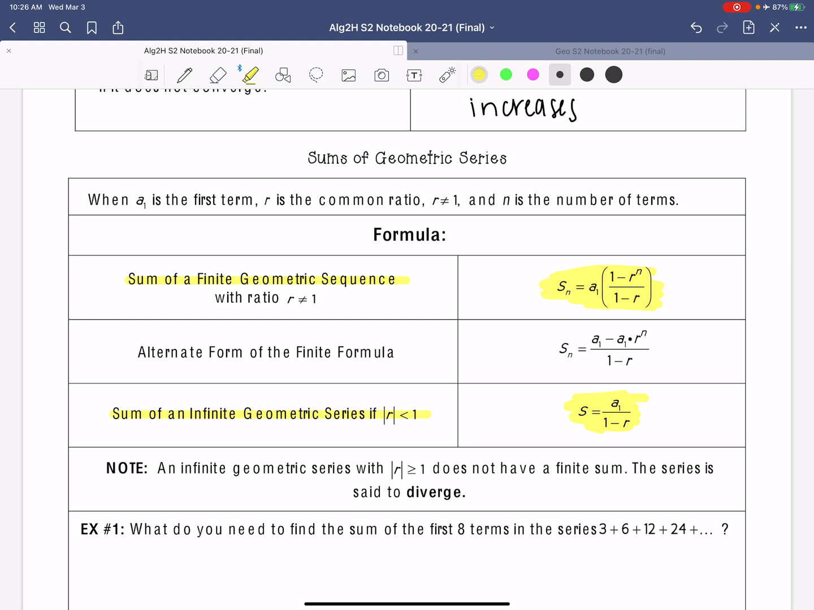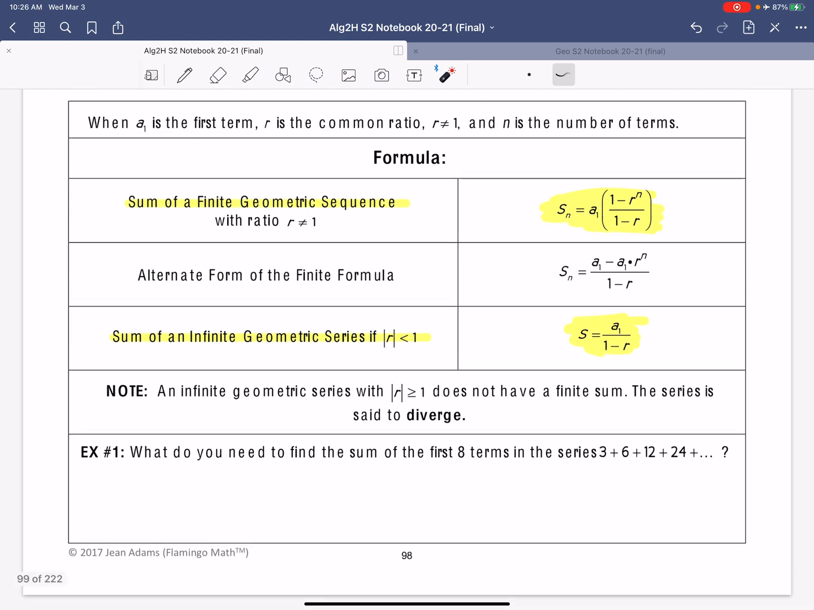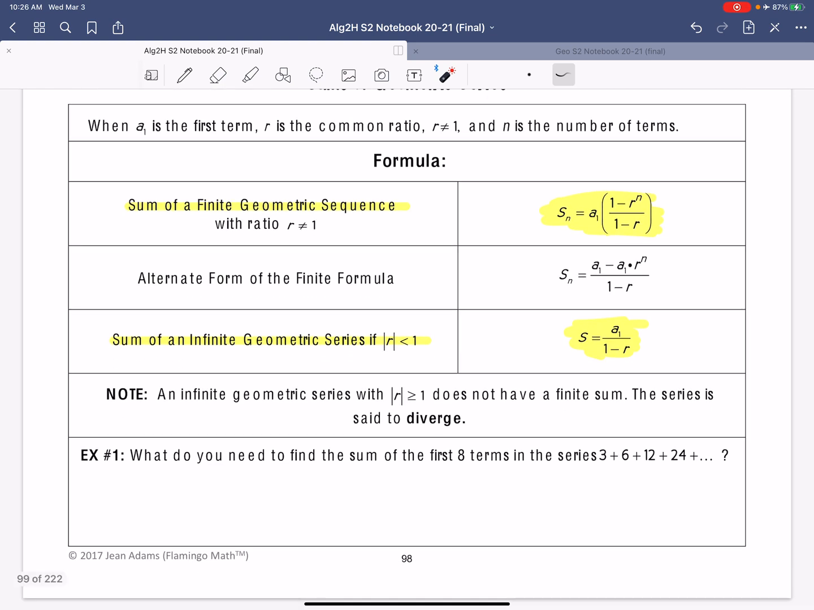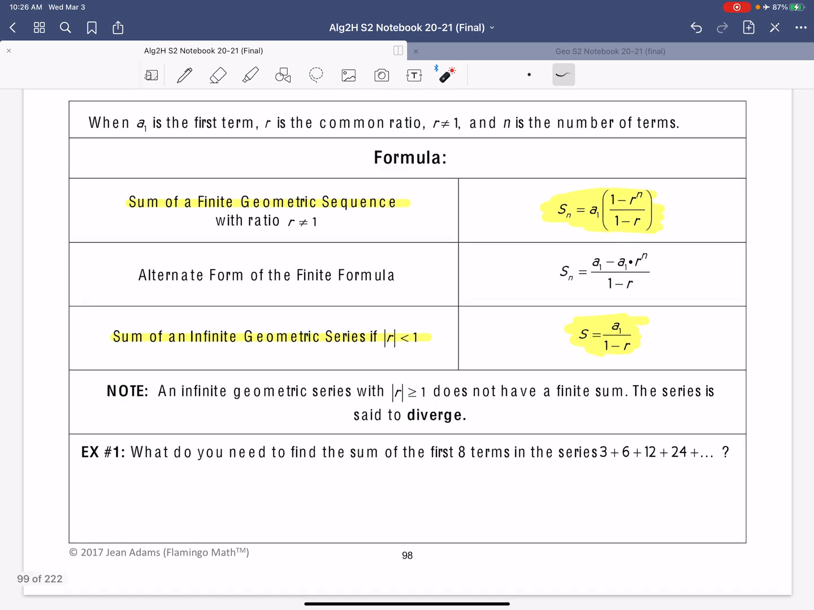So we have finite geometric. So for finite, one that ends, maybe I say to the 30th term, we use this formula, and if I have an infinite that goes on forever and ever, we can use this formula only if r is less than 1. So it says an infinite geometric series when r is greater than or equal to 1 does not have a finite sum. The series is said to diverge. So it just keeps getting bigger and bigger.